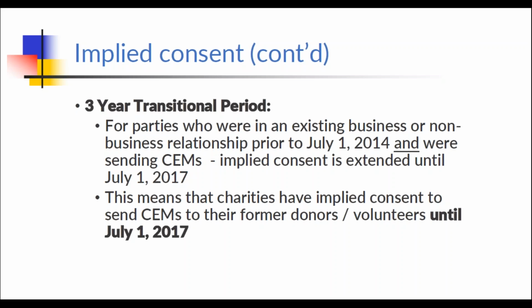The 3-year transition period was something that the government put into play to help organizations such as yourselves catch up with their consents, getting consents from their members and their donors, just basically giving you an extra year. All right, a 3-year transition period to July 1, 2017. But it's not as clear cut as that. Here's how it works. CASL says that for parties who were in an existing business or non-business relationship, in your case a non-business relationship, prior to July 1, 2014, and were being sent CEMs then, they have implied consent until July 1, 2017.